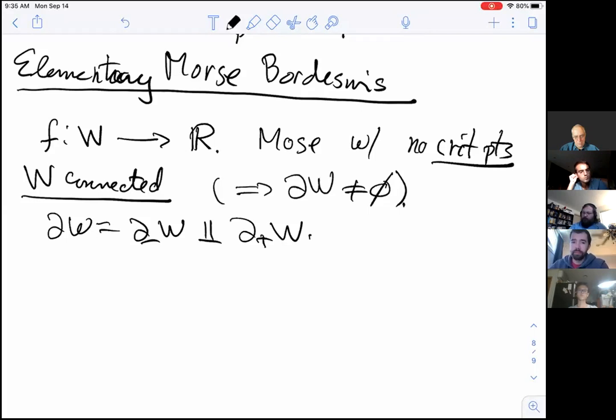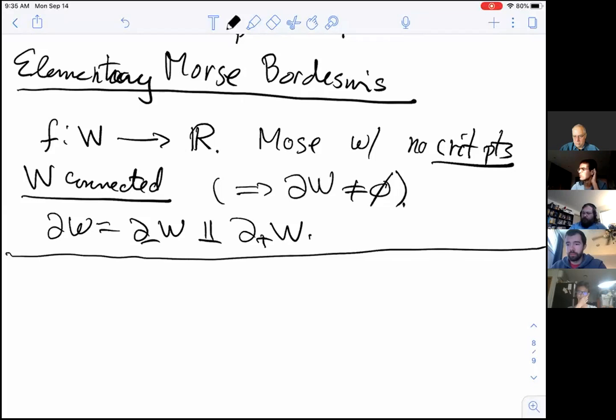Okay. Well, the study of all these elementary boardisms, and in fact, all Morse theory, uses in a crucial way what are called gradient-like vector fields. So let me introduce those.